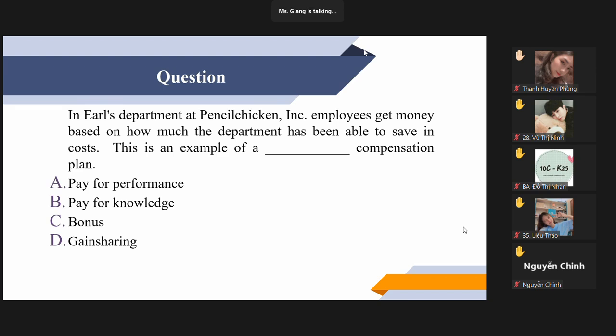Việt, please. I think the answer is D, gain sharing. Gain sharing, why? Because basically this is a distribution of sales of the company. For whom? For the department, for a team, right? Not for individual. So it is gain sharing.